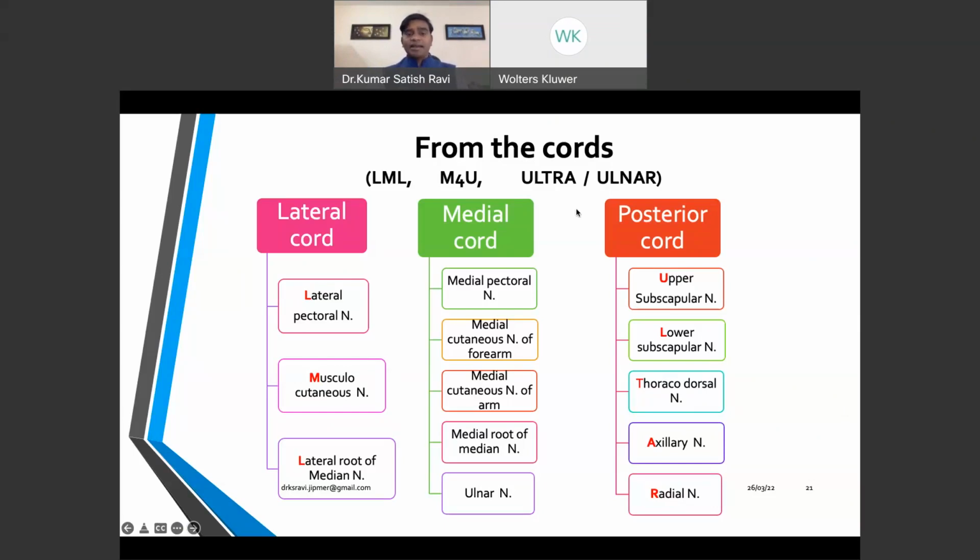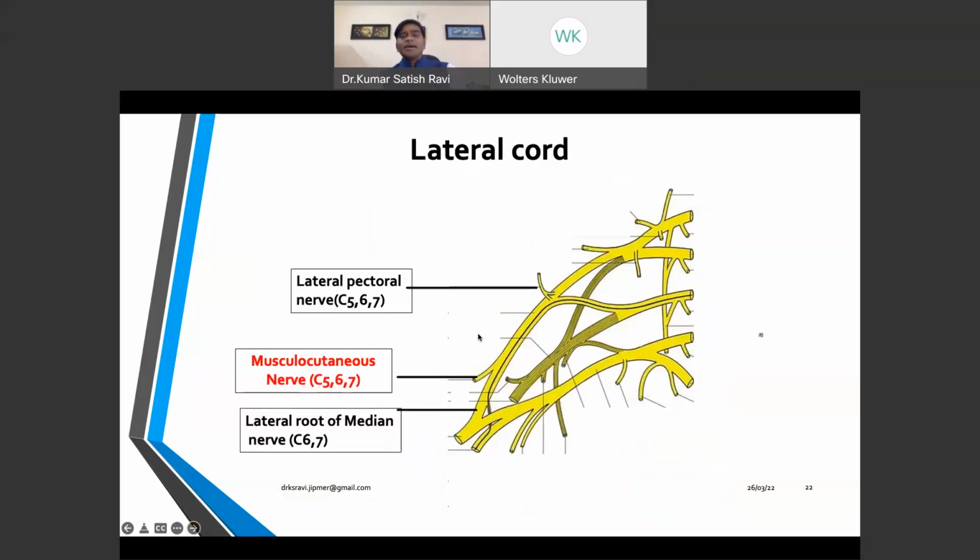I hope I'm clear. Once again, from the lateral cord, 3 branches: lateral pectoral nerve, musculocutaneous nerve, and lateral root to the median nerve. From the medial cord, 5 branches: the medial pectoral nerve, medial cutaneous nerve of the arm, medial cutaneous nerve of the forearm, the medial root to the median nerve, and the ulnar nerve. From the posterior cord, again 5 branches: upper subscapular, lower subscapular, nerve to latissimus dorsi, axillary nerve, and the radial nerve. So these are the various branches from the various cords of the brachial plexus.